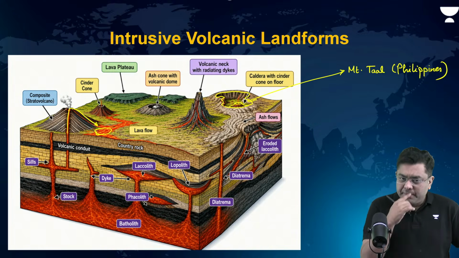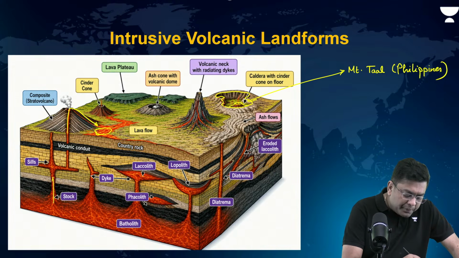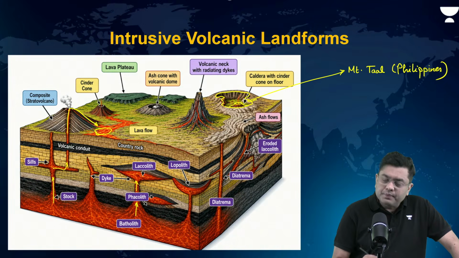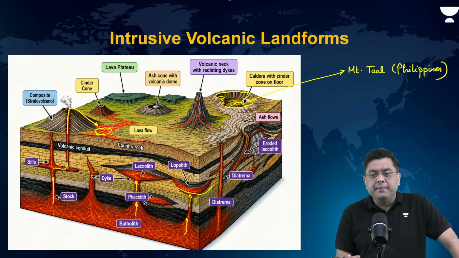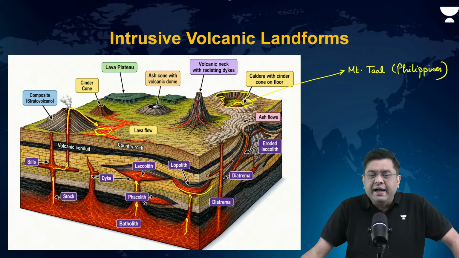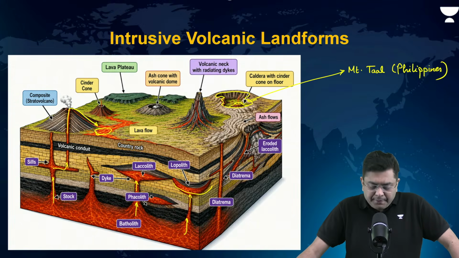But sometimes you will find that this molten material is unable to break through. It solidifies over a period of time. And it is exposed much later when the top surfaces have been removed. And that is what you have as the intrusive volcanic landforms. Always a caldera will be much larger than a volcanic crater. Okay, always caldera will be larger.